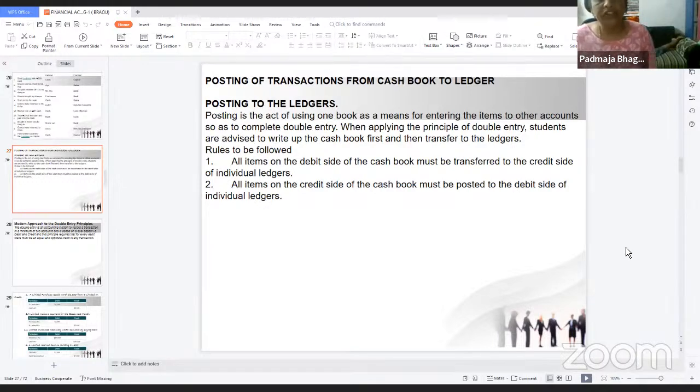So here our individual ledger should be prepared. For example, there is a cash book. Cash book is an individual account, whichever is on the debit side. So all the items on the credit side of the cash book must be posted on the debit side. Then next I'll show you this one.